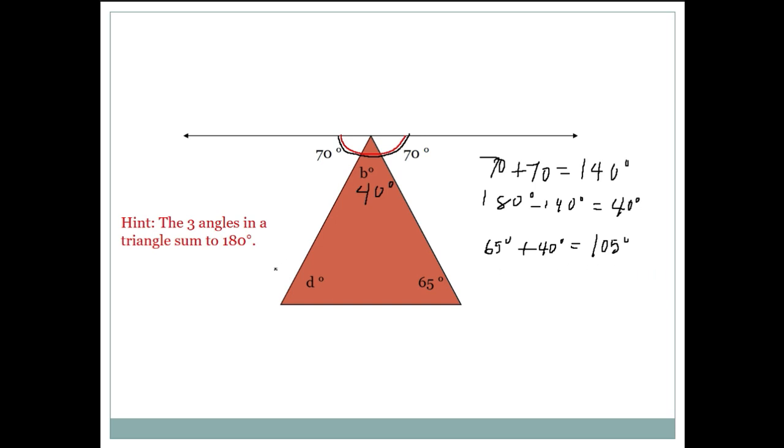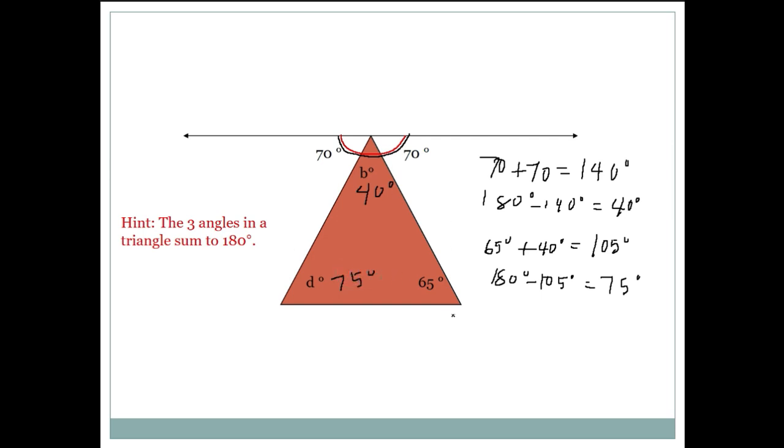105 degrees. And then what you do, you subtract from 180, because the total measure of the internal angles in a triangle is 180. So 180 minus 105 degrees, therefore, this is equal to 75 degrees. Alright? So let's write it down, 75 degrees.